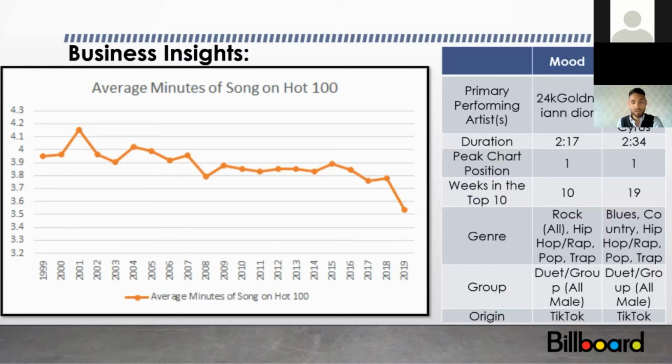And that's no surprise, but I wanted to dive into that a little deeper, pulling specifically 2 use cases: Lil Nas X's Old Town Road and Ian Dior's 24 Karat Gold. Those songs were just over 2 minutes, 2 minutes and 17 seconds and 2 minutes and 34 seconds. This makes sense because both of them originated on TikTok.